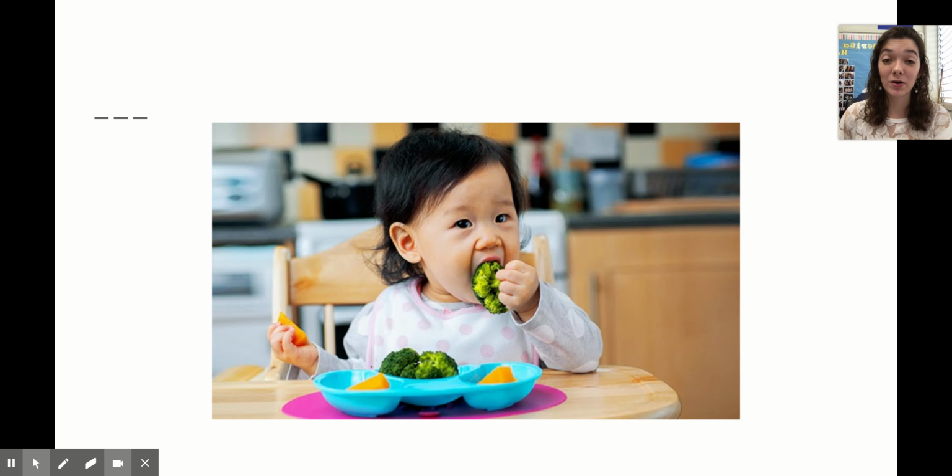Moving on. And everybody's other favorite word, which you also might know, comer. Comer, to eat. Comer means to eat.